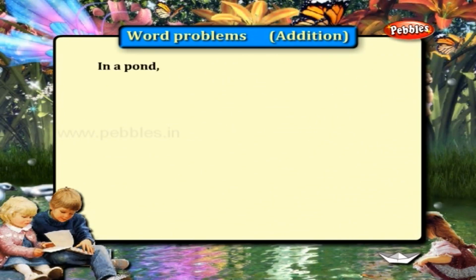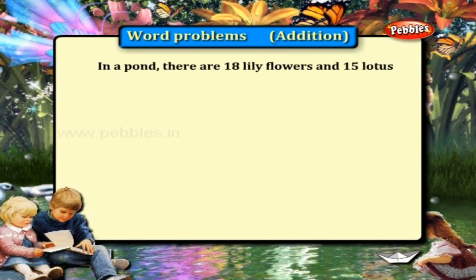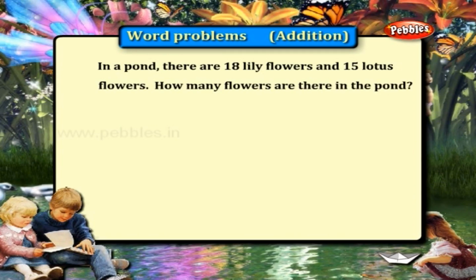In a pond, there are 18 lily flowers and 15 lotus flowers. How many flowers are there in the pond? 18 plus 15 is equal to 33 flowers.